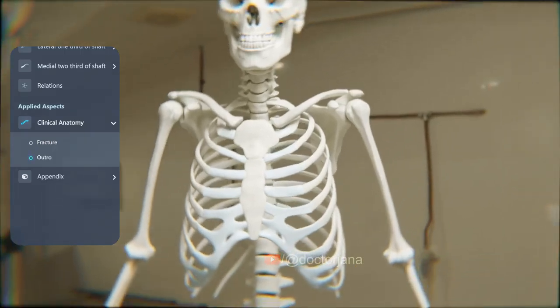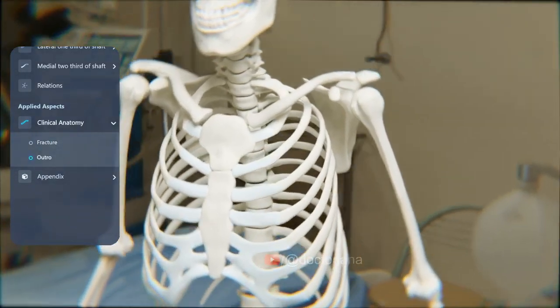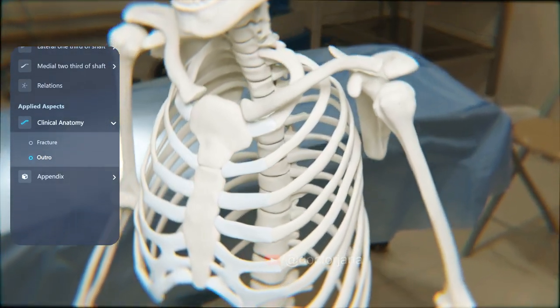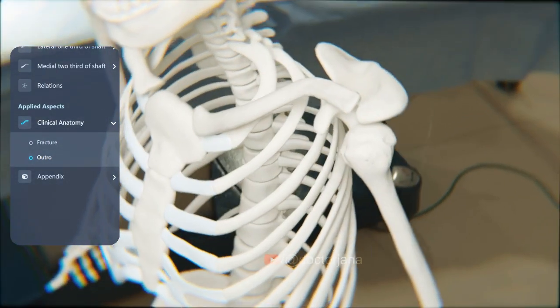Our exploration of clavicle concludes. Keep in mind that the clavicle's complex structure is crucial for the proper functioning of your shoulder.